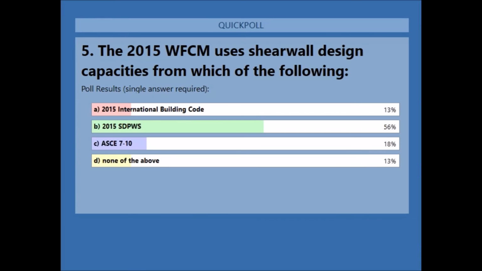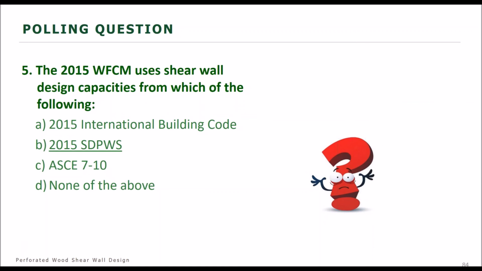Excellent. The answer is, the majority is correct. It is the 2015 SDPWS. So the shear wall design capacities are from SDPWS. The loads are from ASCE 7-10. So good on you guys. That one, I had mentioned it very early in the presentation, so you guys were paying attention.